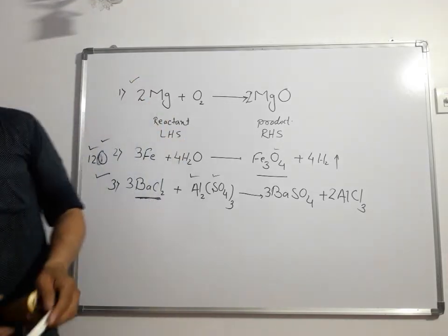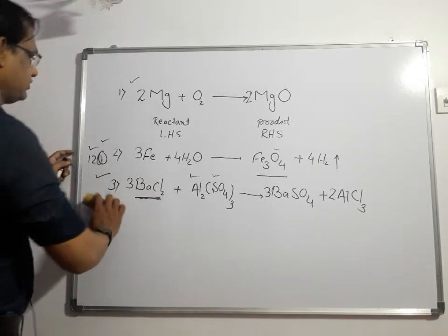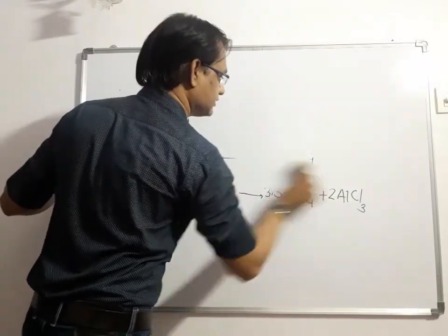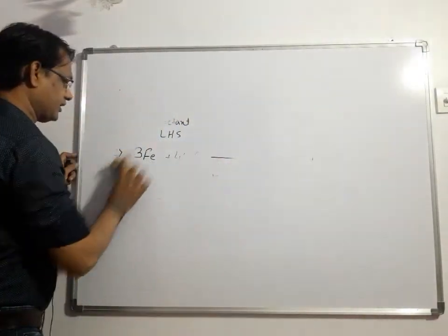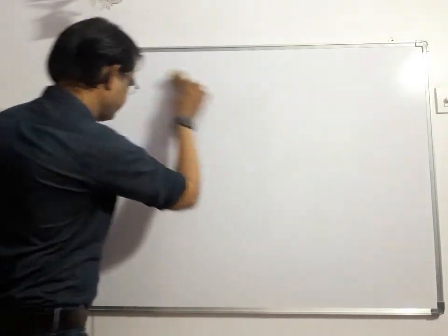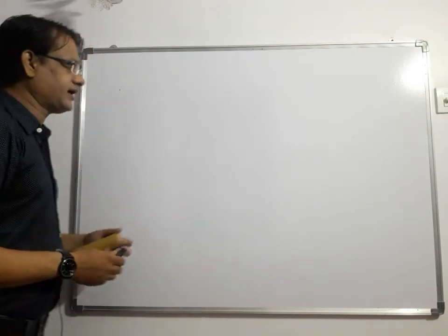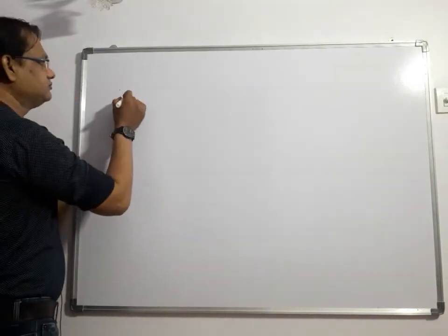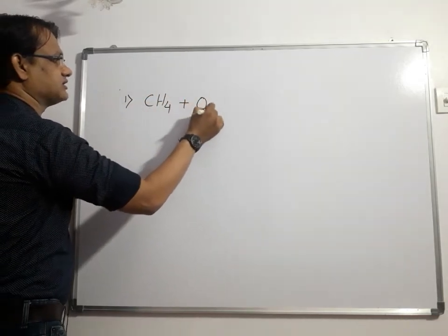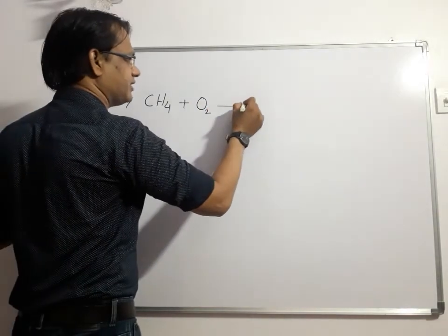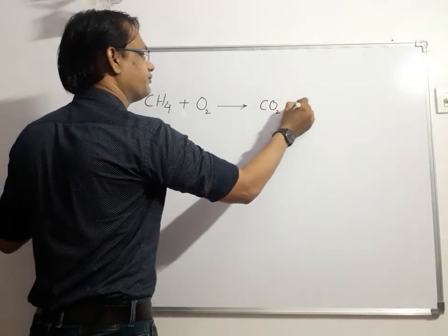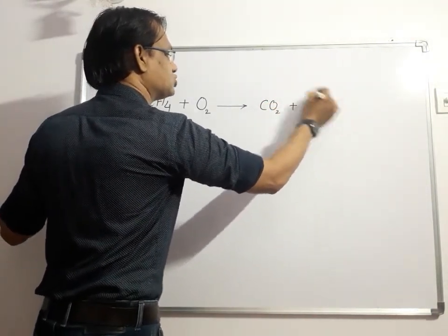Now we'll move to some organic reactions. Okay, so let me rub this one. We'll balance some organic reactions. First of all we'll take a simple example, the combustion reaction, that is combustion of methane and oxygen. When any hydrocarbon combusts, it forms CO2 and a water molecule, that is H2O.